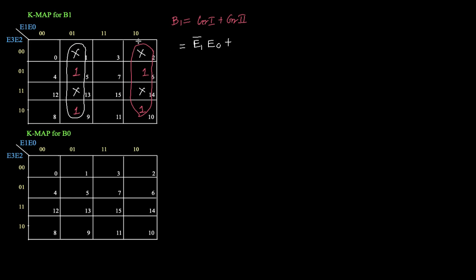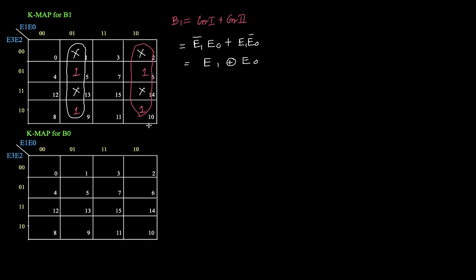For group 2, obviously E3 and E2 do not change, and all the other horizontal columns change. So if we consider E1 and E0, E1 is 1 and E0 is 0, that means E0 bar. So we can write E1 bar E0 plus E1 E0 bar, which we can take as E1 XOR E0.